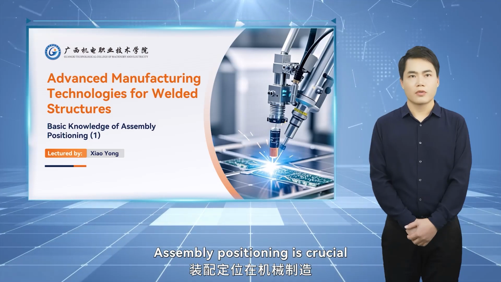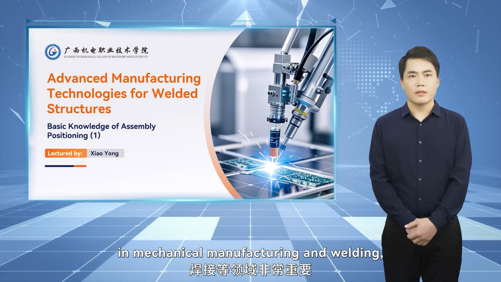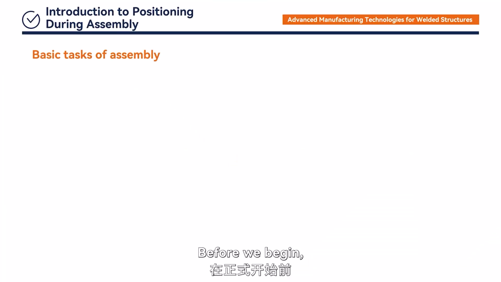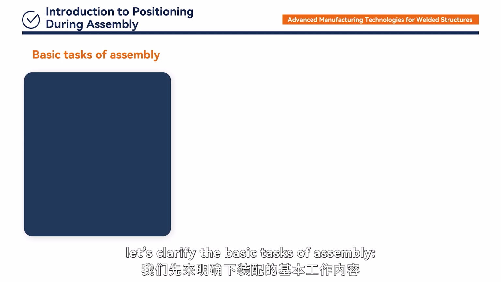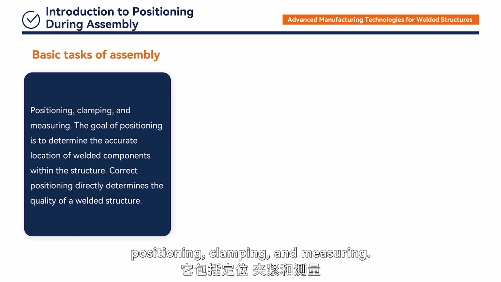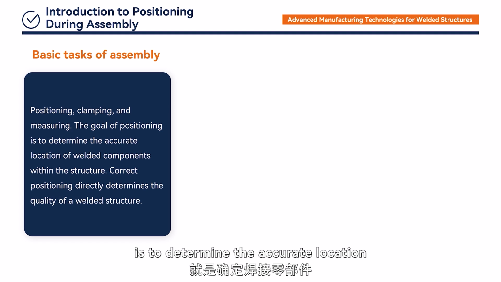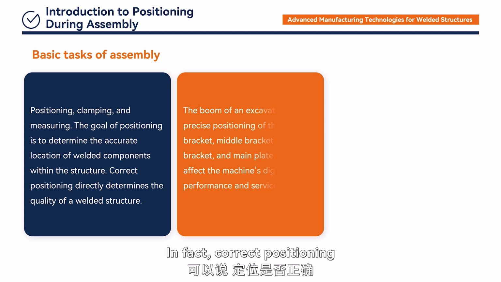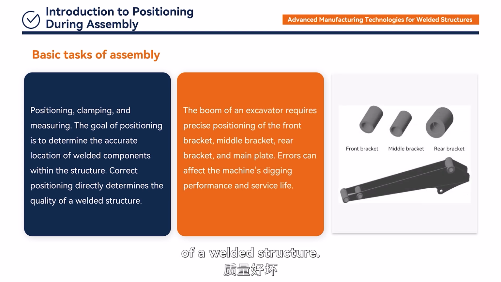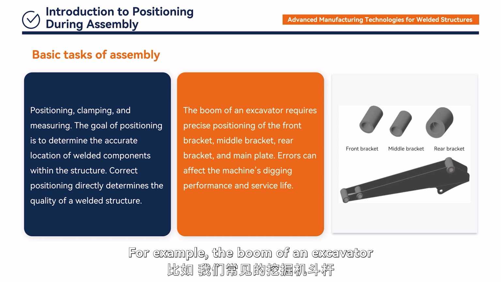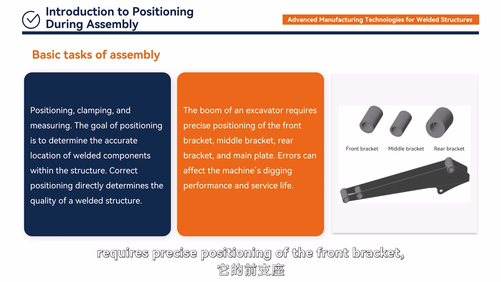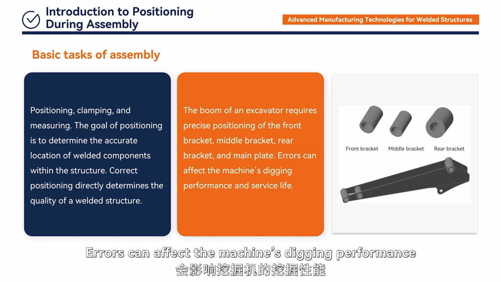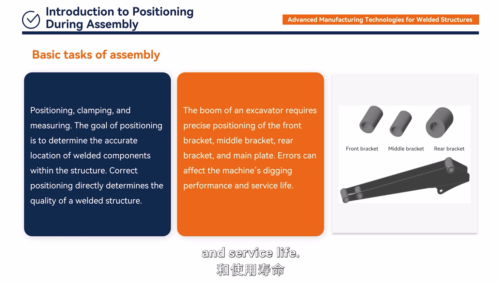Assembly positioning is crucial in mechanical manufacturing and welding, and it is closely related to real-world production. Before we begin, let's clarify the basic tasks of assembly: positioning, clamping, and measuring. The goal of positioning is to determine the accurate location of welded components within the structure. In fact, correct positioning directly determines the quality of a welded structure. For example, the boom of an excavator requires precise positioning of the front bracket, middle bracket, rear bracket, and main plate. Errors can affect the machine's digging performance and service life.